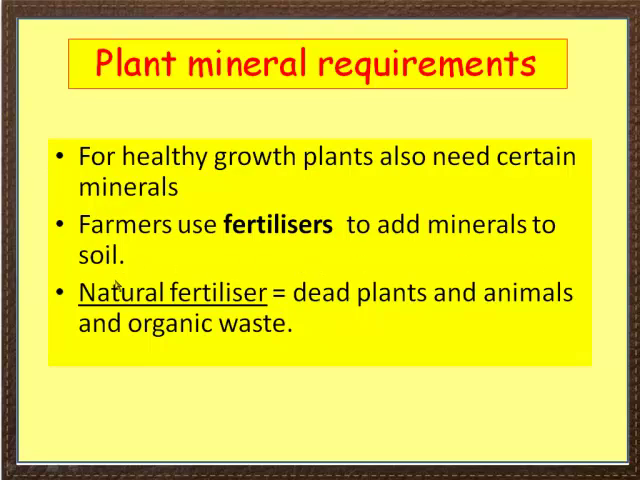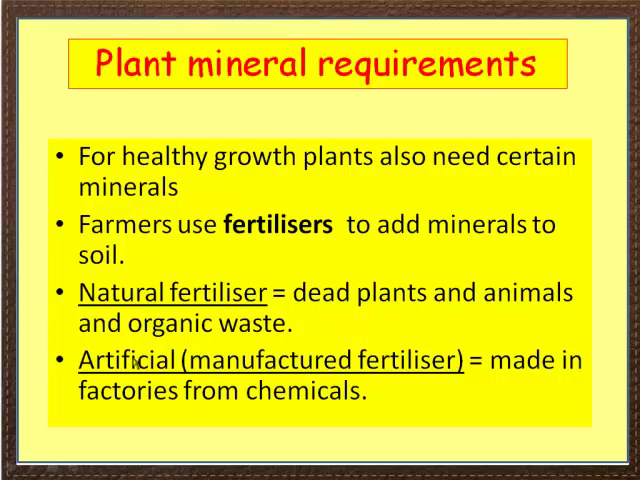First of all, the farmer may put on natural fertilizer, and these can be dead plant and animal remains and also organic waste. If you've got a compost heap in your garden, then you're preparing natural fertilizer. Now that's all well and good, but sometimes for a farmer it's not quick enough, so he may use what are called artificial or manufactured fertilizers. And these are made in factories from chemicals. They're much more expensive, but in some ways they're much more effective.